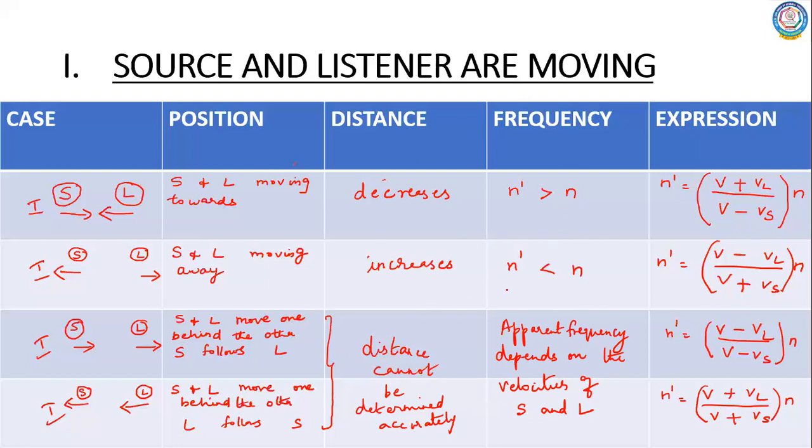Hope you have understood this very clearly. The only thing is, remember the equation, and depending upon how the source and the listener move, you have to put the plus and minus signs, and this is very easy for you to determine. When they are moving together, distance will decrease and frequency will increase. When they are moving away from each other, distance will increase and the apparent frequency will be lesser than the actual frequency. Okay? Now shall we move to the next case?